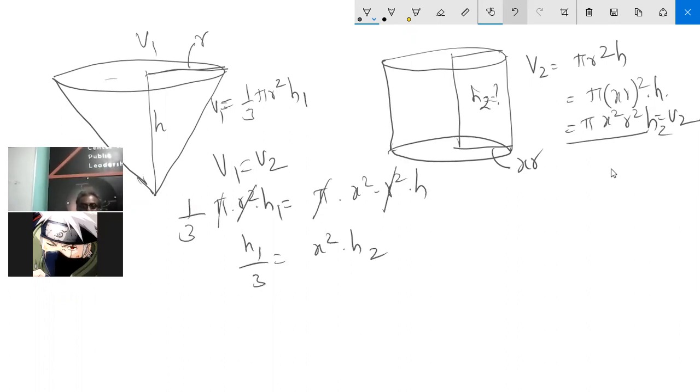He's asking what is h2. So you bring x squared here. h1 by 3x squared is equal to h2. That's all.